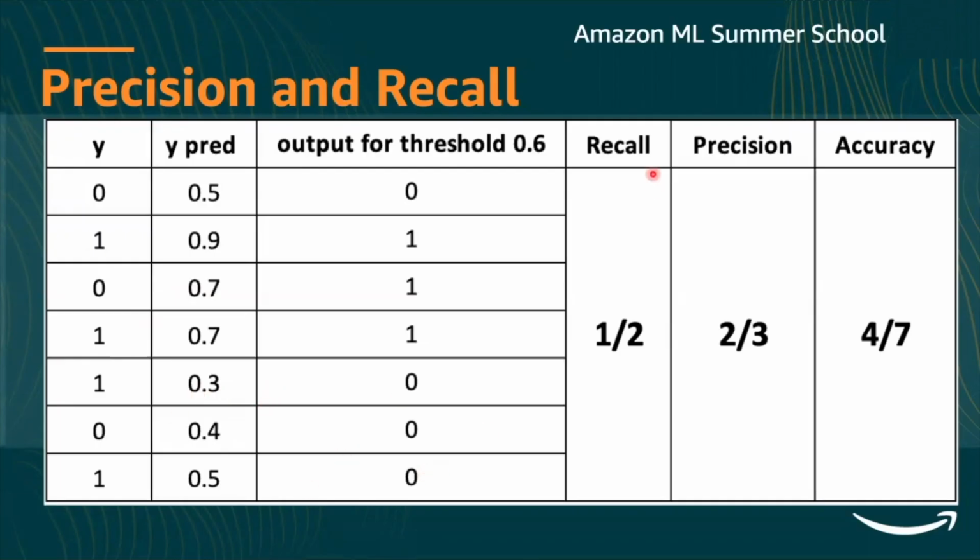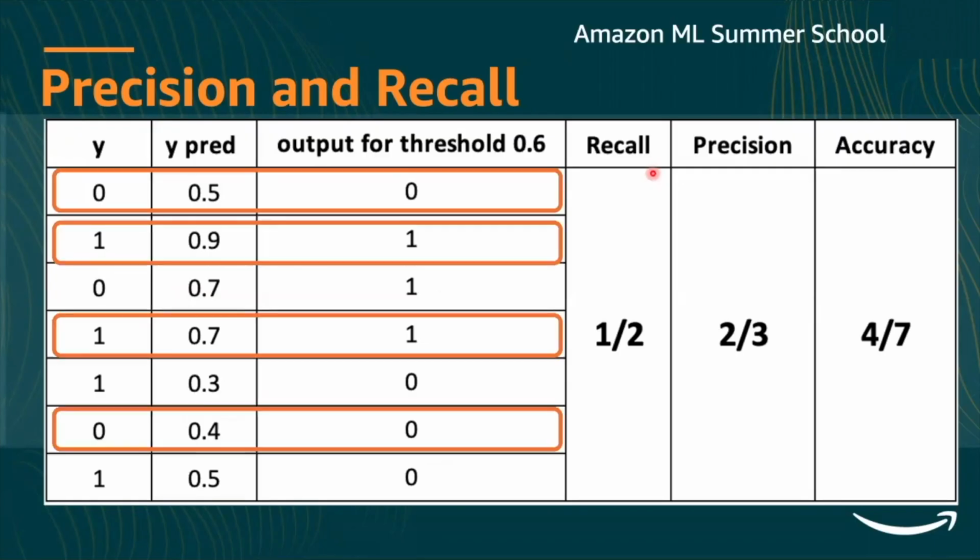Okay. Now let's compute accuracy, recall, and precision. So let's first compute accuracy. What is accuracy? As I said, the total number of correct predictions to the total number of samples. So in this case, the total number of correct predictions is 4. So here, here, here, and here. The model has predicted 0 and the actual label is 0. The model has predicted 1, and this is also 1, and so on. So the accuracy is 4 divided by the total number of samples, which is 4 by 7.